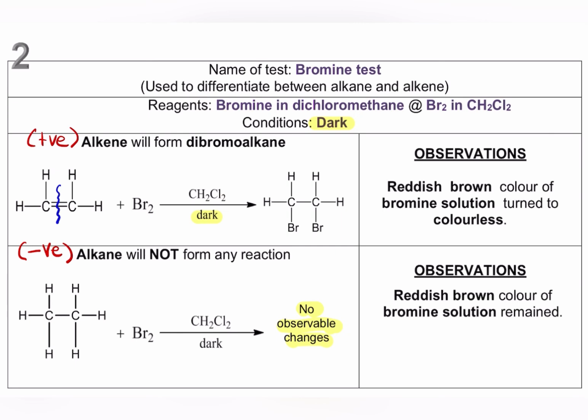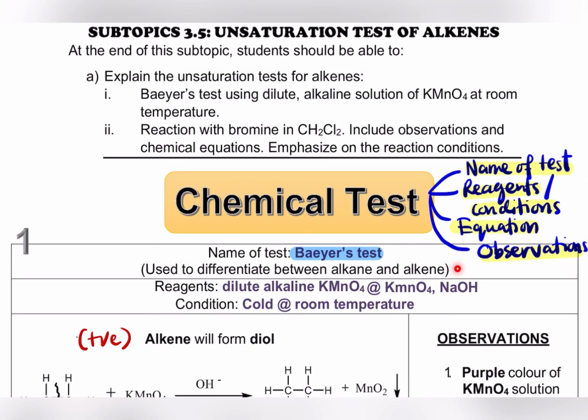And what happened to the observation? Observation for the reddish brown solution remain. So there will be no changes for the observation of alkane when it undergoes bromine test. So I hope all of you are clear between Bayer's test and bromine test. Please remember, in order to get the full mark for chemical test, you have to include these 4 points in your answer.